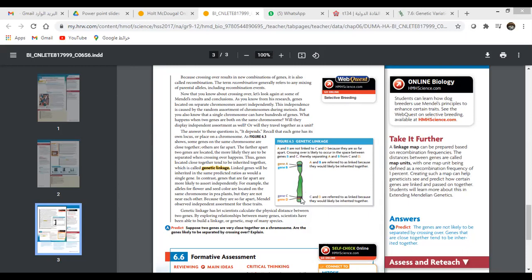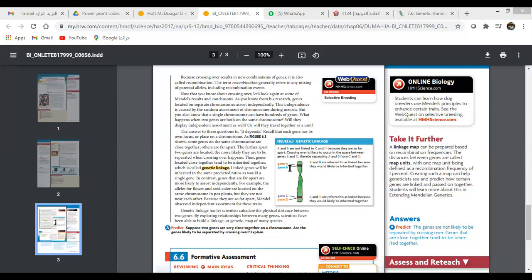It is as if they are tied together. So A and B are not linked to C and D. You see, gene A and gene B are not linked to C and D because they are so far apart. Crossing over is likely to occur in the space between genes B and C, thereby separating A and B from C and D. So crossing over may happen in this region because they are apart from each other. While A and B are linked because they are very close to each other at the same location, so they may be inherited together, though not all the time. We call this gene linkage, or genetic linkage.